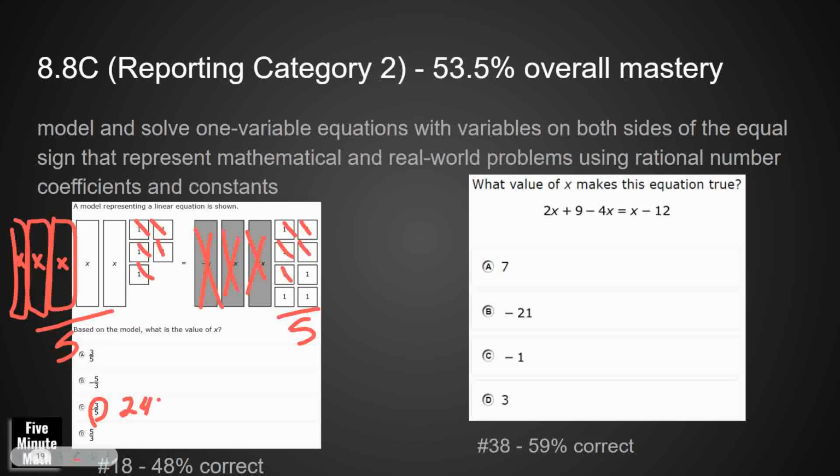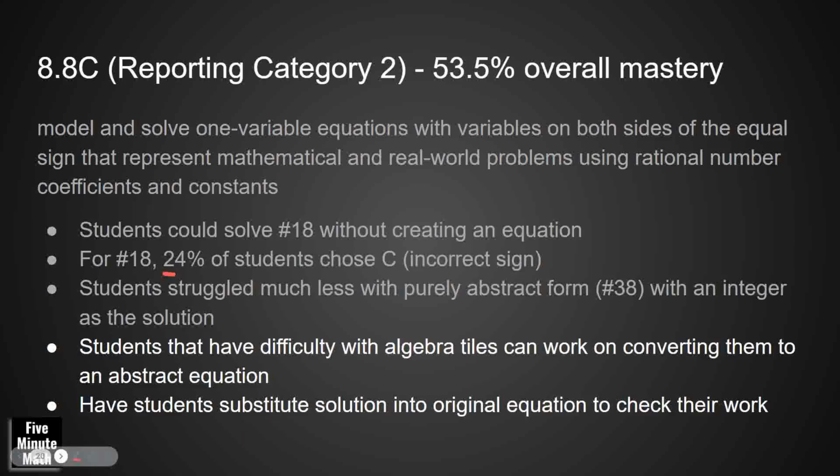So half as many as chose the correct answer. A chose the correct digits, just the wrong sign. And they struggled much less with the purely abstract form, and it had an integer as a solution. Those fractions or decimals always tend to trip students up a little bit.